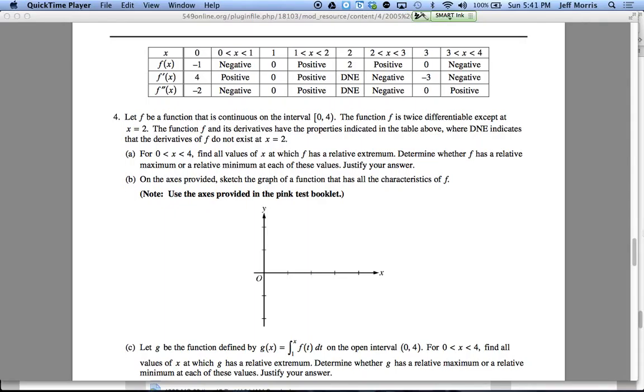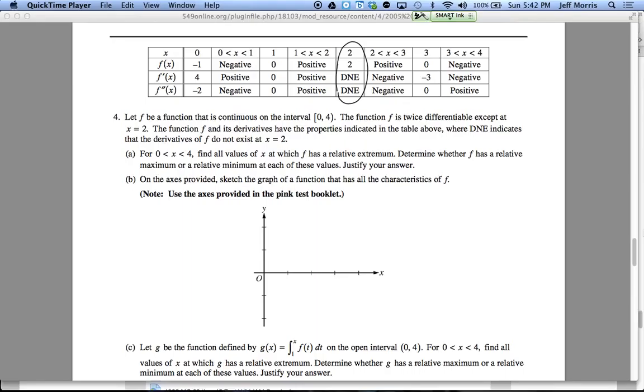So you let f be the function that is continuous on the interval from 0 to 4. The function is twice differentiable except at x equals 2. So at x equals 2, something weird's going on, because when you take the derivative of it, you get an undefined value, does not exist, or DNE. The function f and its derivatives have the properties indicated in the table, where DNA indicates that the derivatives of f do not exist at 2, which they already said basically.